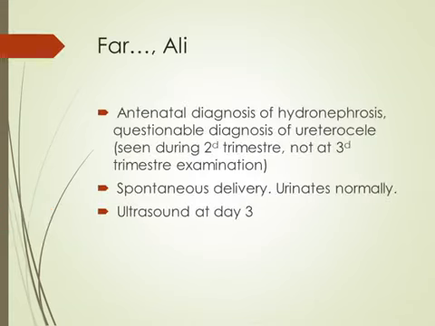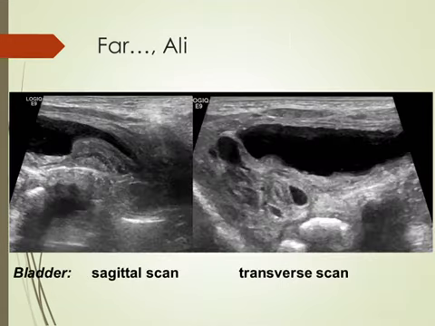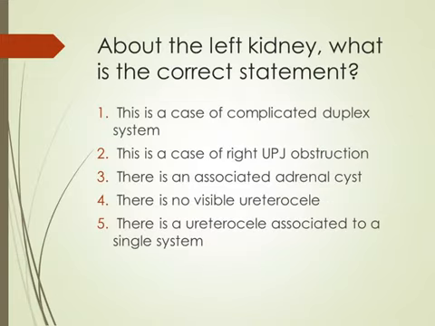This is a test case and corresponds to the case of this newborn with an antenatal diagnosis of hydronephrosis, a questionable diagnosis of ureterocele that was seen during the second but not during the third trimester. The delivery occurred at term. The child urinated normally, and here is the ultrasound at the third day. You have the left kidney, which was completely normal with a normal corticomedullary differentiation, and you have a dilated right kidney. These are two scans of the bladder, a parasagittal right scan on the left part of the slide, and a transverse scan of the bladder on the right part of the slide.